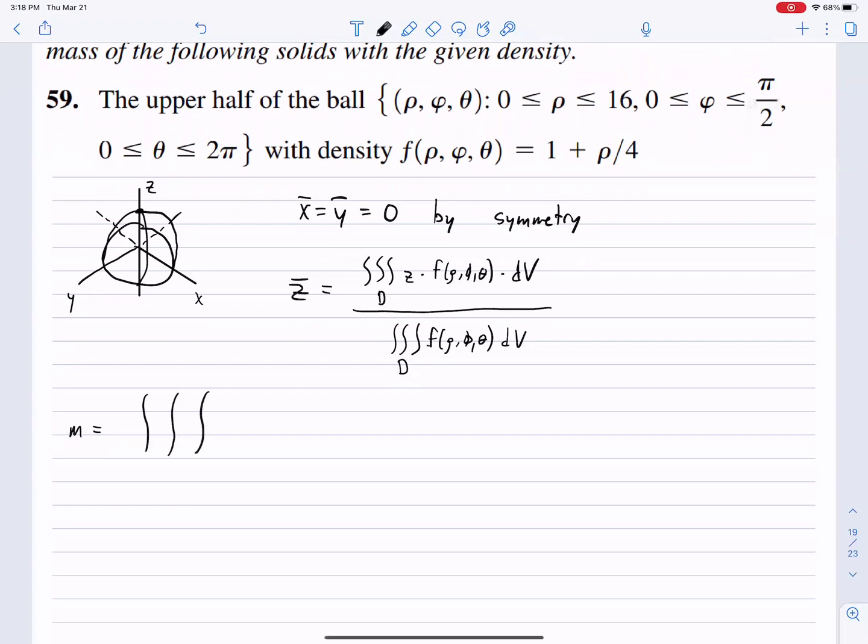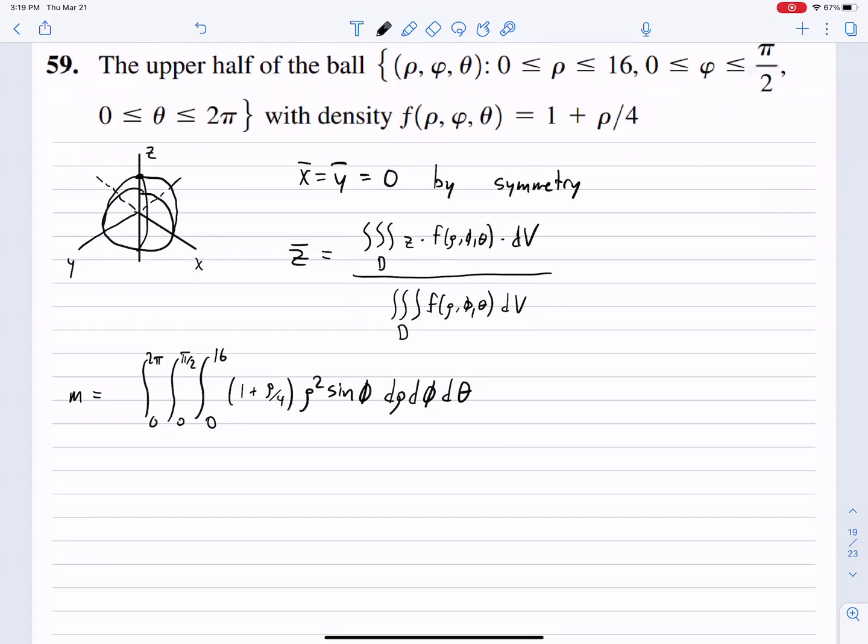Okay, sounds fair. The mass, because we're integrating this with spherical coordinates and these are all constants, theta goes from 0 to 2 pi, phi goes from 0 to pi over 2, and rho goes from 0 to 16. And then what am I integrating? Well, this is the density function, so I have to integrate that. And it's already in spherical coordinates for me, so that's great. And then I need to change dV, right? dV needs to be changed, and so I have to multiply by the fudge factor, rho squared sine phi, d rho, d phi, d theta.